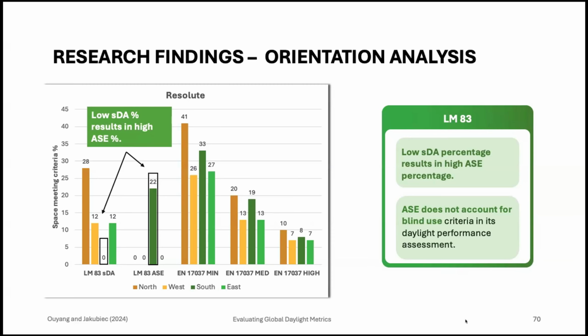LM83 includes blinds in its analysis, reducing compliance on the southern facade to mitigate excessive daylight. Unlike EN 17037, for instance, in Resolute, 0% SDA corresponds to over 20% in ASC due to direct daylight exposure without accounting for blinds. This difference shows the impact of blinds on daylight quality assessment, revealing a limitation in LM83's approach where the use of blinds can prevent significant portions of spaces from meeting the criteria.